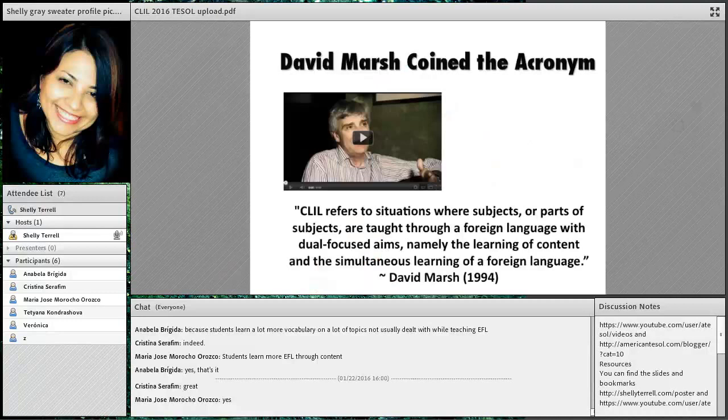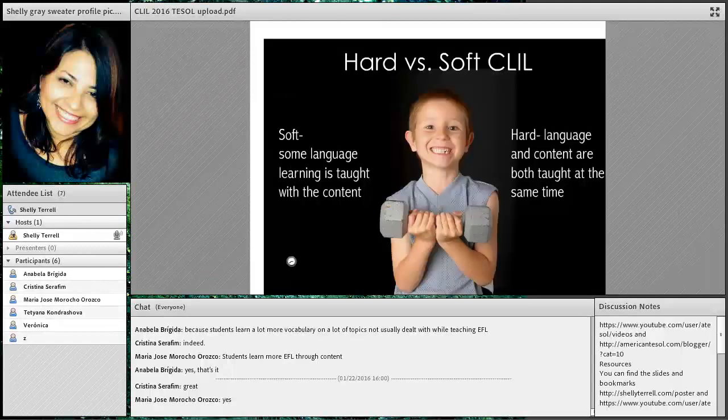A little history about CLIL. David Marsh is actually the founder of this acronym. In 1994, he says that when we talk about CLIL, it's subjects, or parts of subjects, taught through a foreign language. In America, a lot of times we have, for example, history for language learners. I've taught world religions to language learners. I've taught health. So I've taught a lot. I've done a lot of CLIL, especially with teenagers.